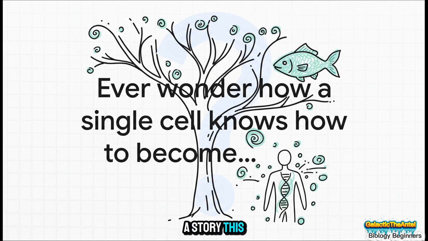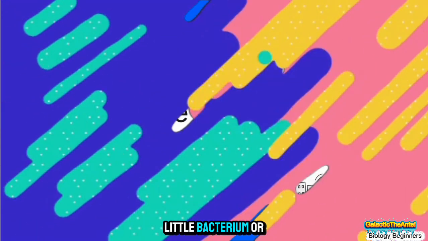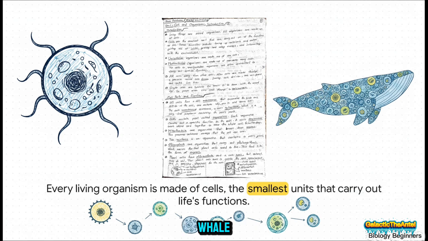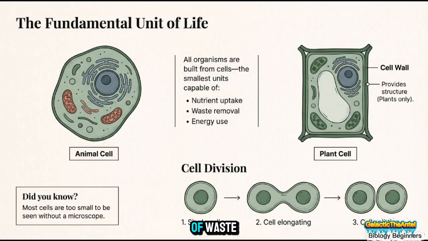So where does a story this big even begin? It all starts right here with the basic building block of every single living thing on this planet, the cell. And probably the best way to get your head around a cell is to picture it as its own bustling microscopic city. Yep, that's right. It doesn't matter if it's a little bacterium or a massive blue whale made of trillions of them. Everything alive is built from these fundamental little units. Every single cell is its own self-contained world, handling everything from bringing in food to getting rid of waste.